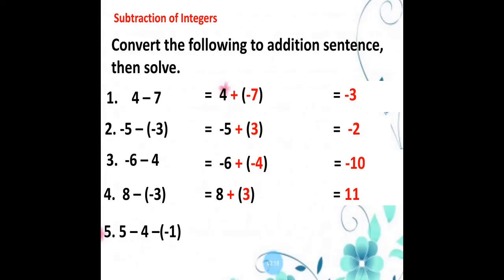Next, the last one. 5 minus 4 minus negative 1. So what's the answer? That would be 5 plus negative 4 plus 1, which is equal to 2, right? Okay, so that's correct. Any question?